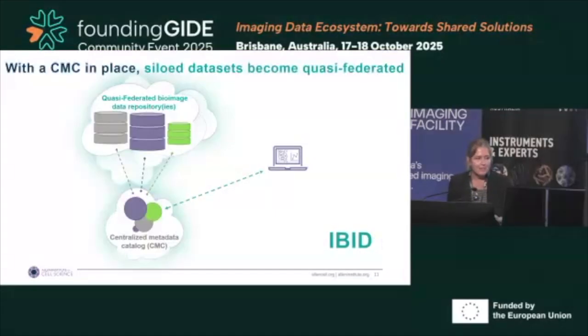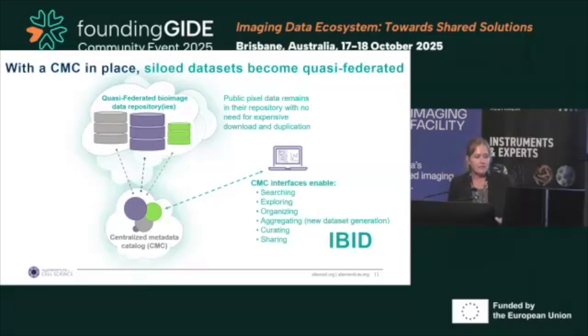We believe this could happen with a CMC, a centralized metadata catalog, and this would allow us to achieve what we would call a quasi-federated repository, because public pixel data would remain in their repository with no need for very expensive download and duplication of data. And we would use the CMC interface to search, explore, organize, aggregate, curate, and share all of the image data available.